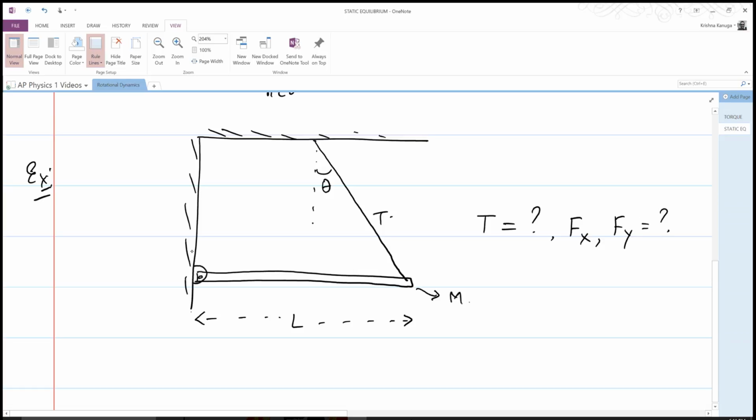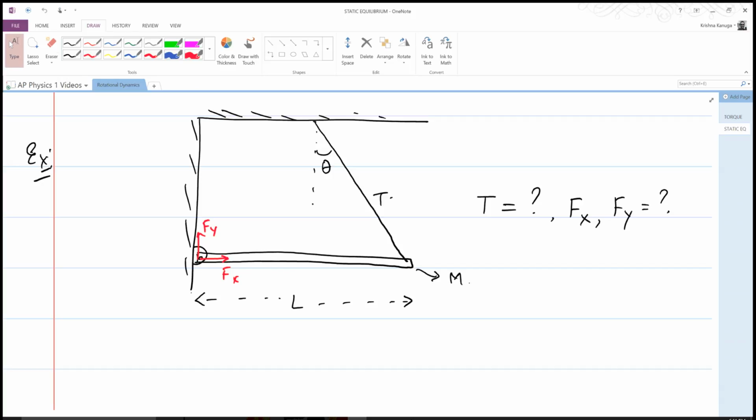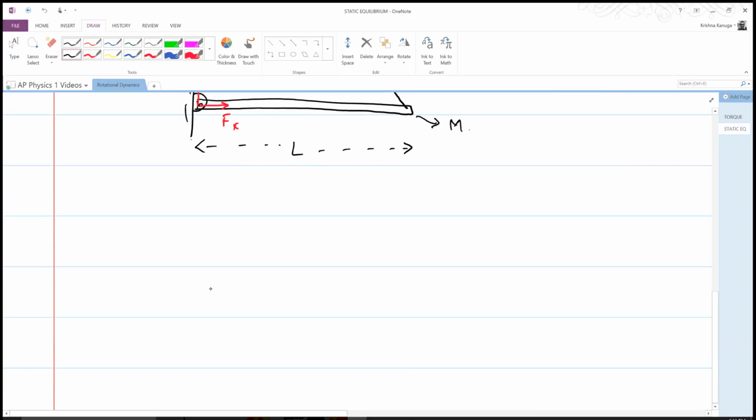So at this hinge, we would like to figure out what Fx and Fy are. Let's call this one Fx, and this one Fy, and those are our goals. We're going to employ ideas from torques as well as forces and solve these things out. Obviously the first thing that you should always do in these cases is draw a free body diagram. So let's go ahead and do this.